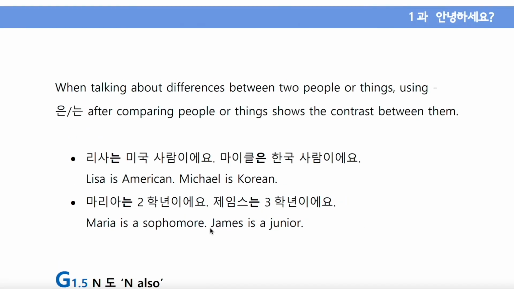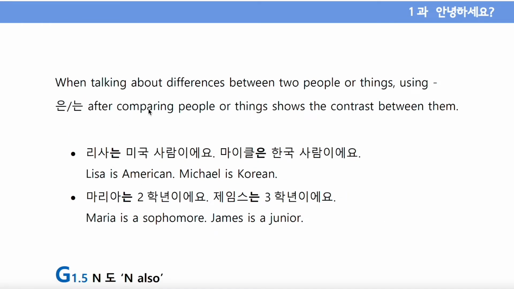And when talking about differences between two people or things, in other words, two nouns, using 은 or 는 after comparing people or things shows the contrast between them. 그래서 리사는 미국 사람이에요. 마이클은 한국 사람이에요. So I'm comparing Lisa's and Michael's nationalities.